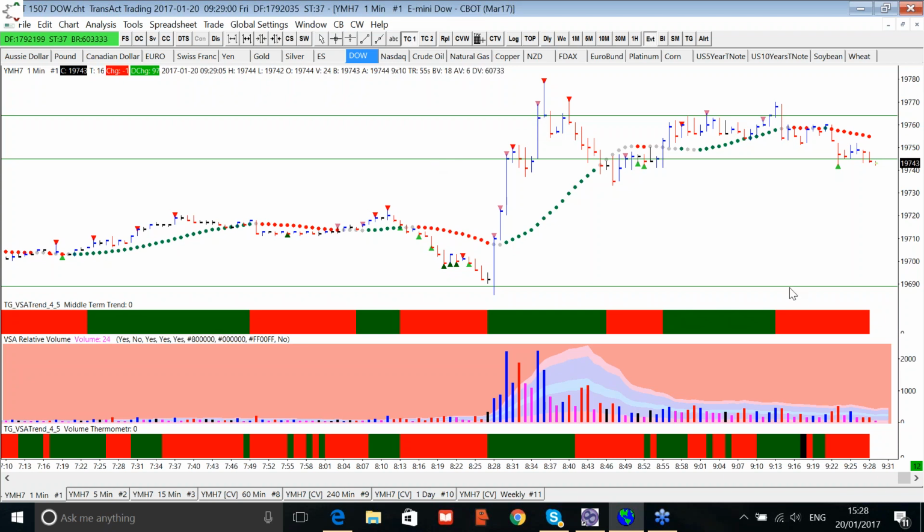Okay, so we haven't had any high volume on this down move. It's still just drifting. It's not doing very much.